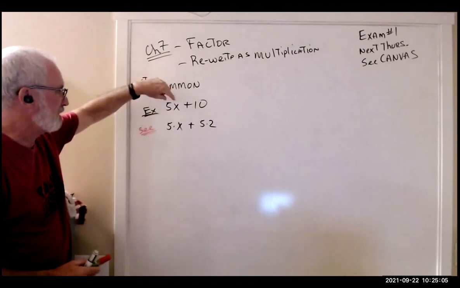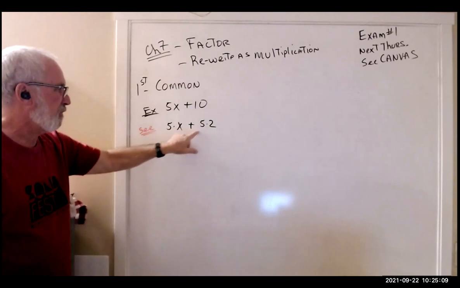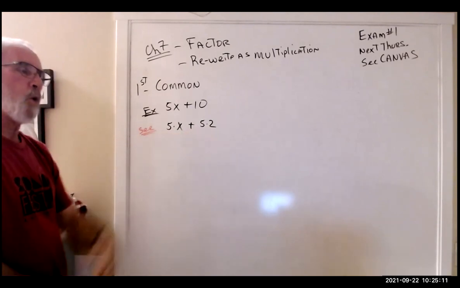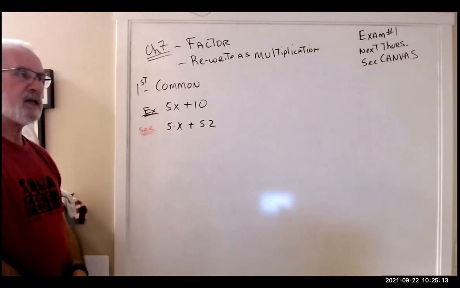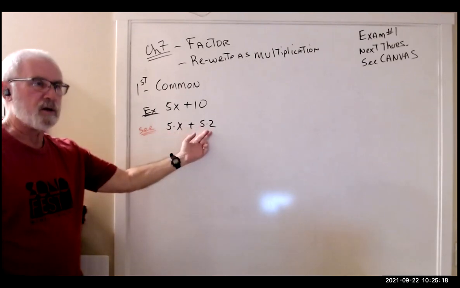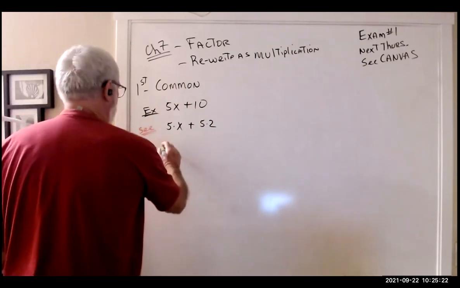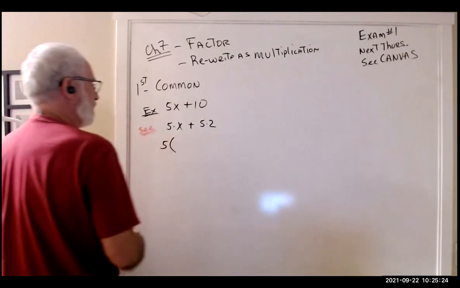When we say 5x, it means 5 times x. When we say 10, it is 5 times 2. And we ask, what do they both have in common? This and this share what? Well, they both share a 5. So that's called the factor that they have in common.